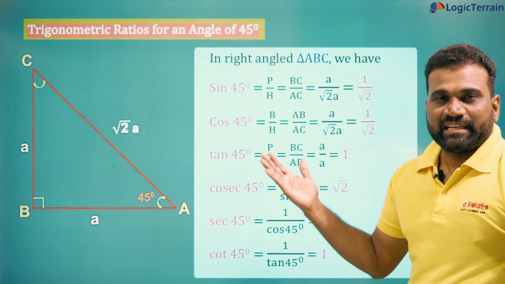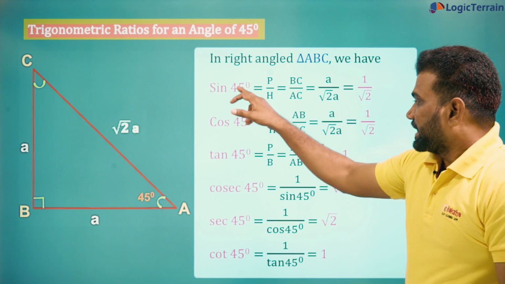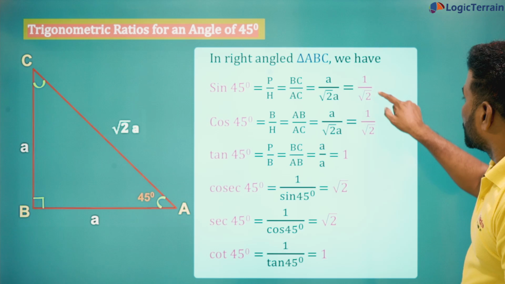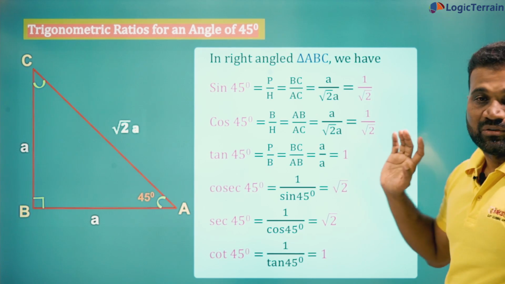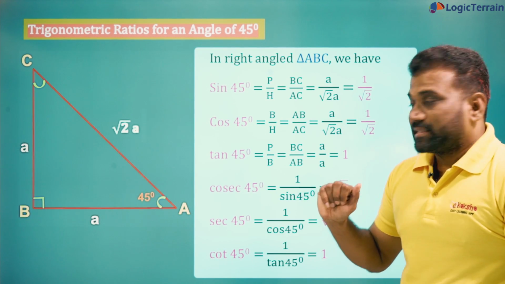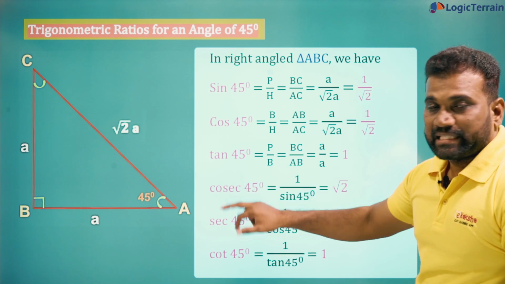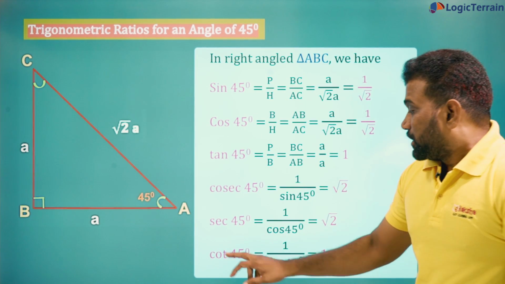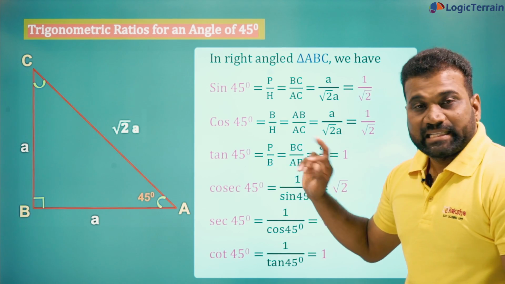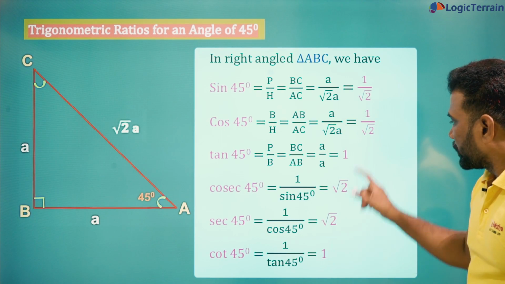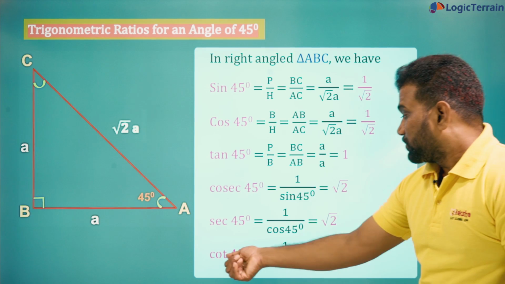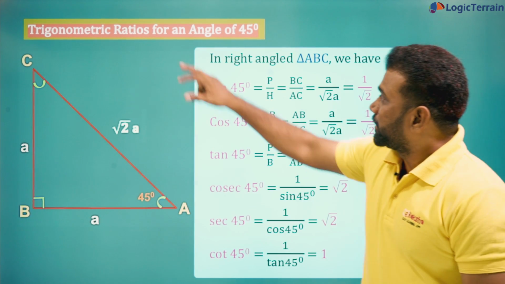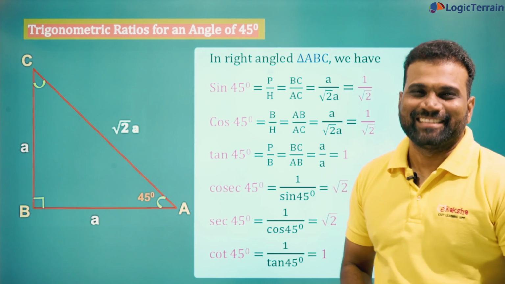And the rest we can find easily. Cosecant and sine are reciprocal to each other, so cosecant 45 degrees equals, reverse it, square root 2 over 1, which is square root 2. Secant 45 degrees. Secant and cos are reciprocal to each other, just reverse it, square root 2 over 1, square root 2. Cot 45 degrees. Cot and tan are reciprocal to each other, just reverse it, 1 over 1, 1 only. So cot 45 degrees is equal to 1. So these are the values of trigonometric ratios for angles of 45 degrees.